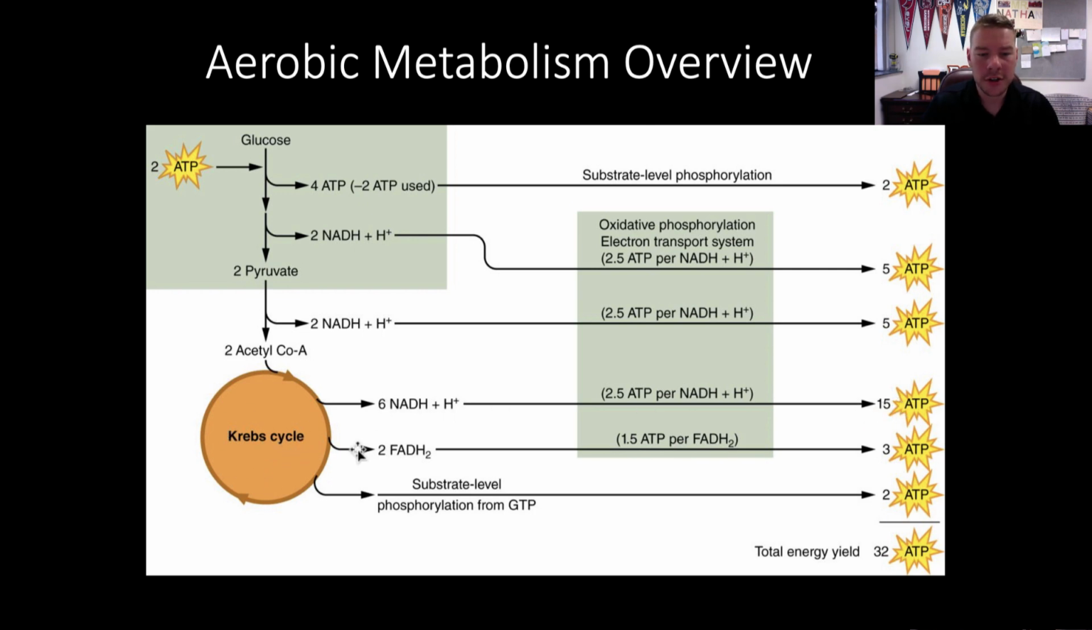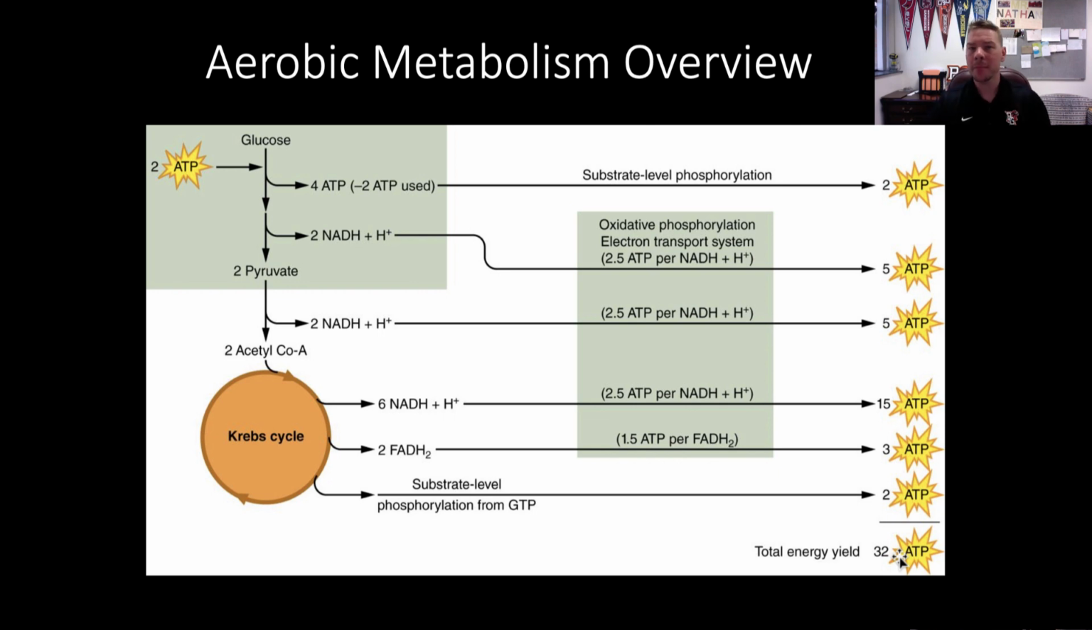Also with those 2 turns, we're going to get 2 FADHs, okay? Remember, each FADH gives us 1.5 ATP, so that's another 3 ATP, okay? So now we're at 30, and also those 2 turns of Krebs give us 2 ATP. Okay, so we add 2 ATP onto that 30. Now we're at a total energy yield of 32 ATP.